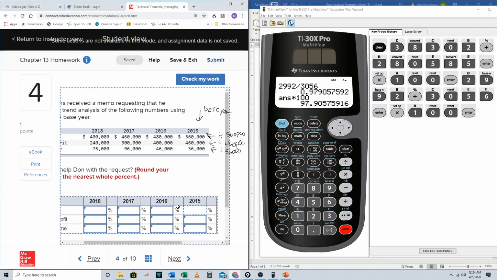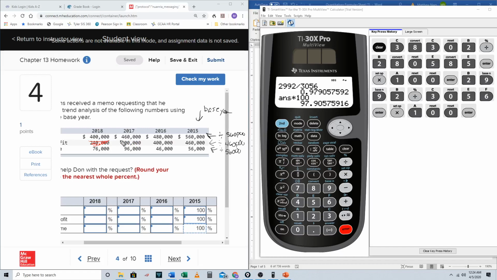2015, since you're dividing everything by the base year: 100, 100, 100. Okay, automatically, because when you divide each of them by itself, easy enough. So again, this is what I'm going to do. This number divide by 560,000. This number divide by 560,000. This number divide by 560,000. That's your first row.